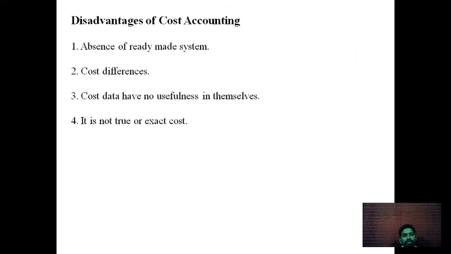Next, we see disadvantages of cost accounting. First one is absence of ready-made system. Second, cost differences. Third is cost data have no usefulness in themselves. And the last one is it is not true of exact cost. Absence of ready-made system means there is no particular system or technique to ascertain the cost. This is a disadvantage of cost accounting.